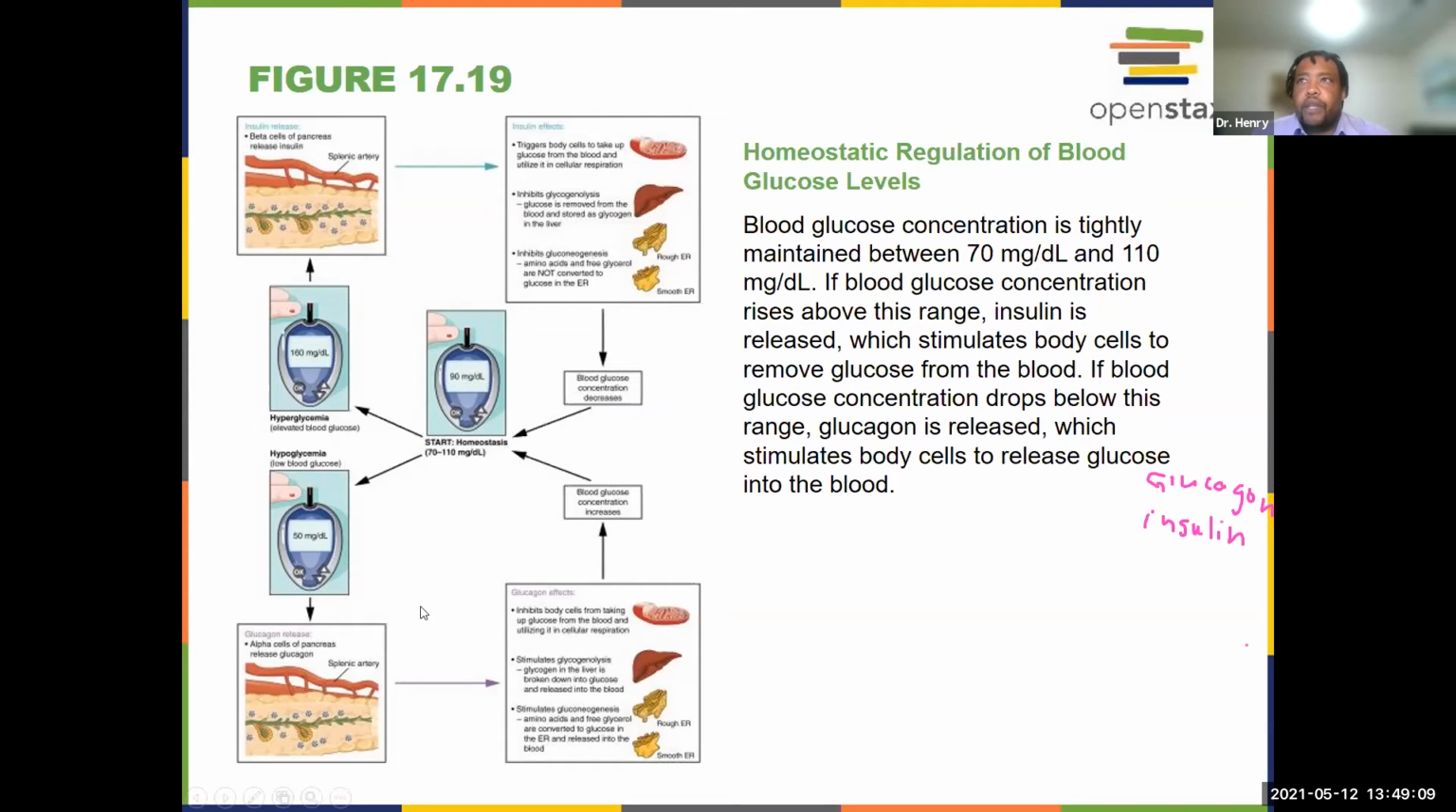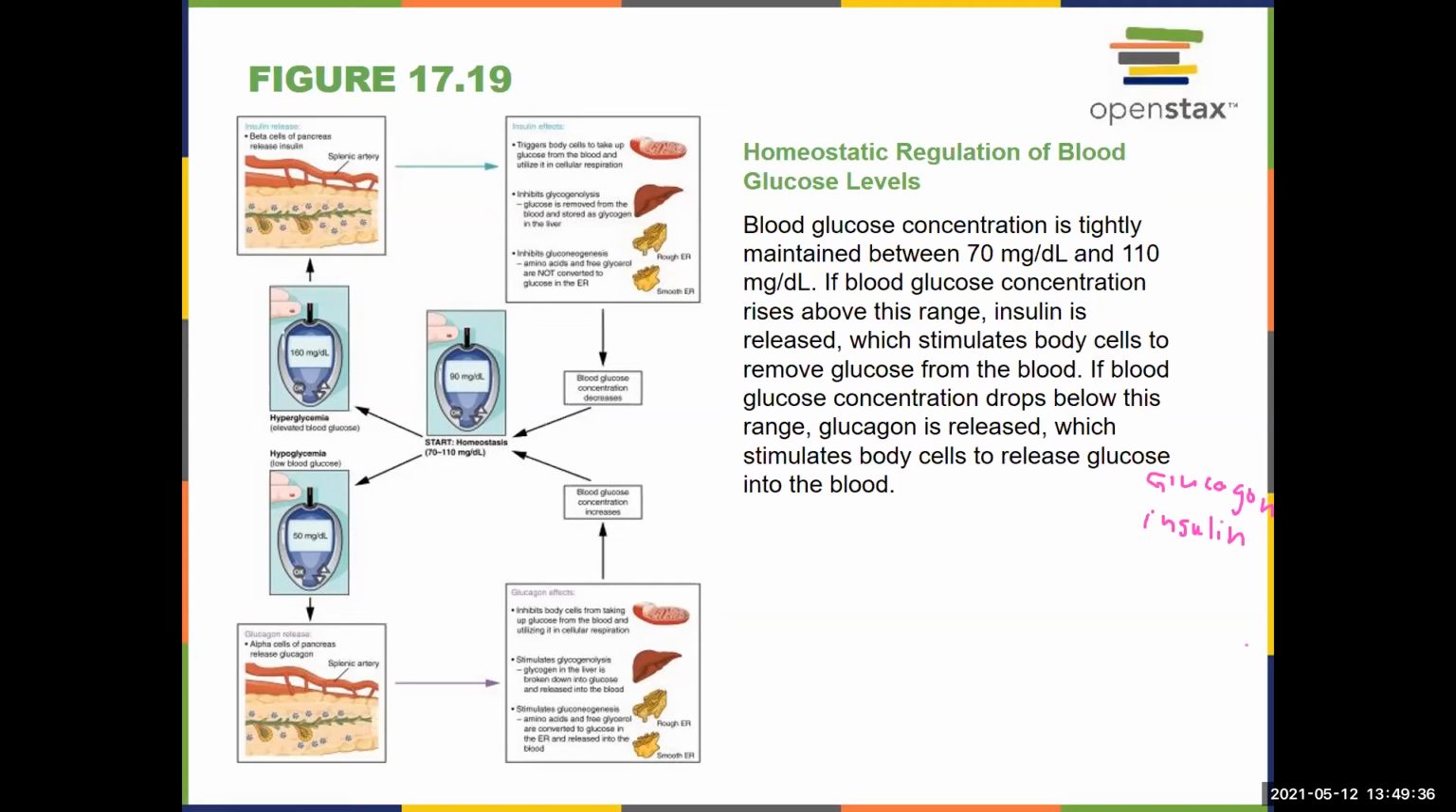Okay. And so in that case, we're going to want to lower our blood sugar level. If our blood sugar level is lower than 70, then we're hypoglycemic. And so in that case, we're going to want to increase it, right?